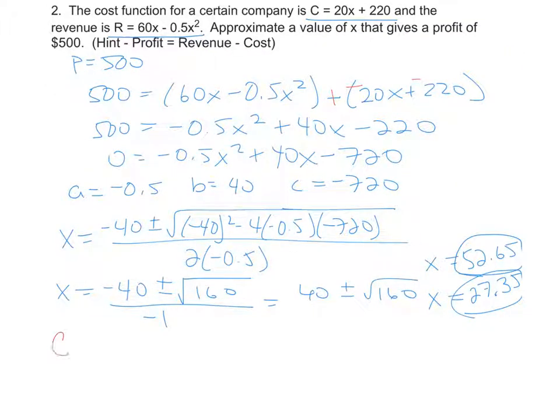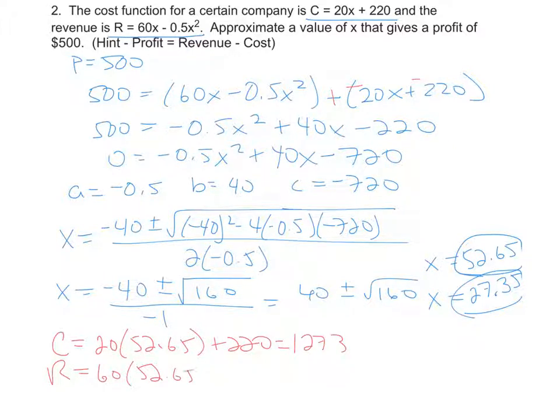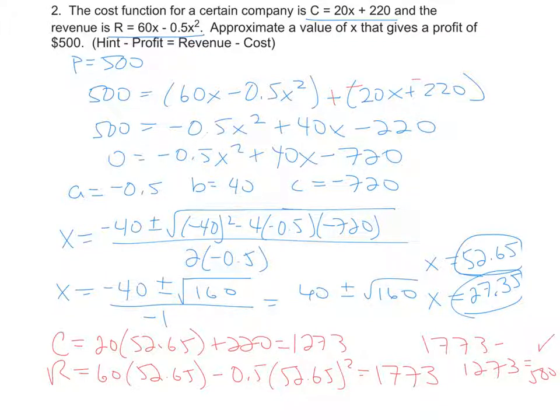For my first problem, I'm going to say my cost is 20 times 52.65 plus 220, which gives me 1273, and my revenue is going to be 60 times 52.65 minus 0.5 times 52.65 squared. I get 1773, and you'll notice the difference between these two equals $500, which is exactly what I wanted.